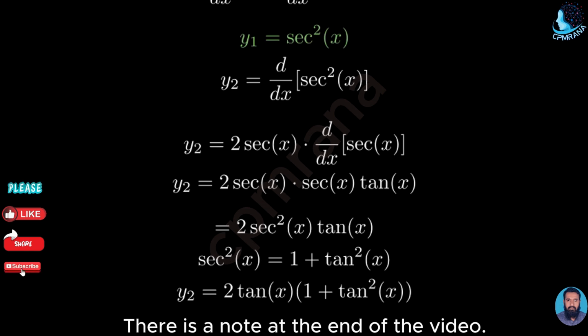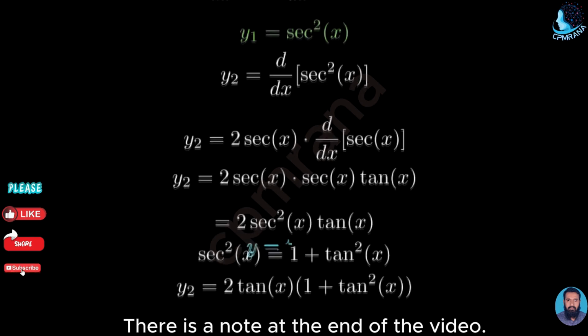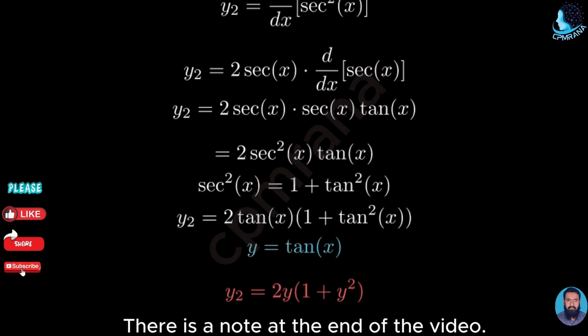For our final step, recall that y equals tangent x. Therefore, we can substitute y for tangent x, giving us our final answer. y2 equals 2y times the quantity 1 plus y squared.